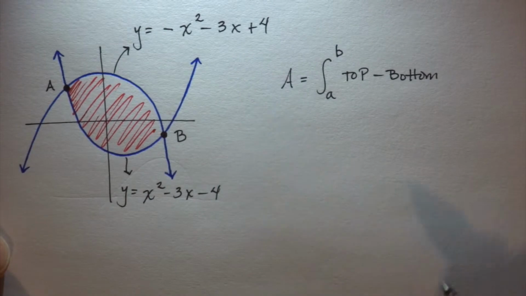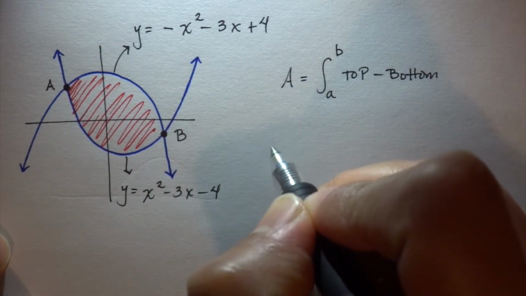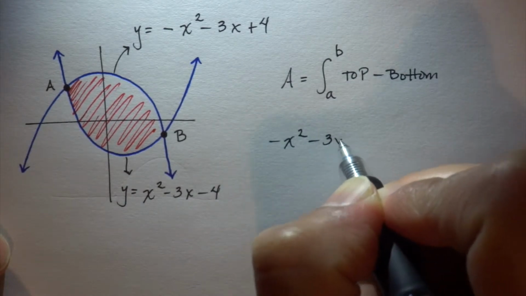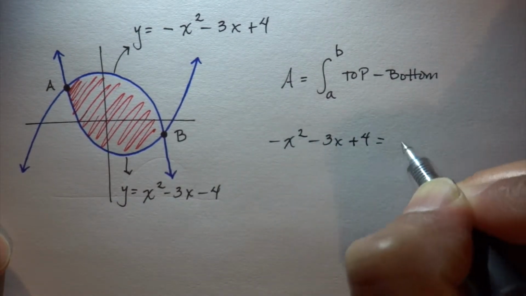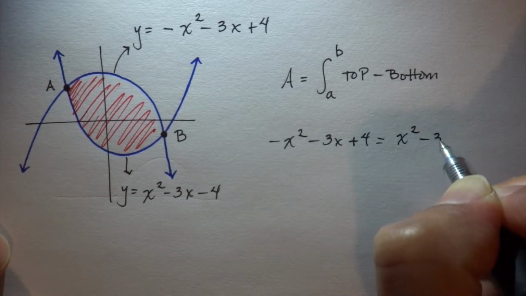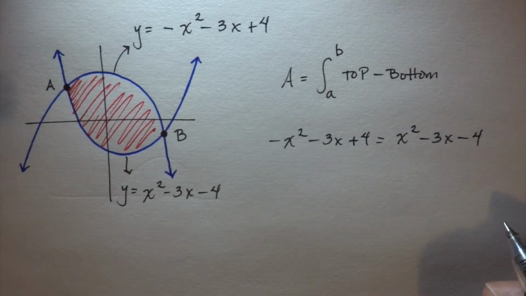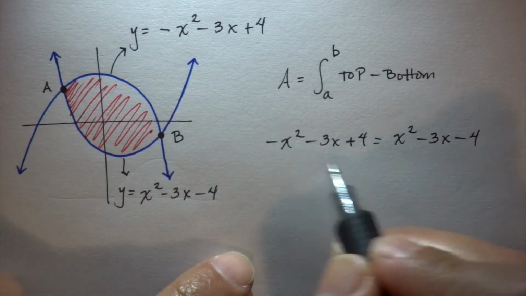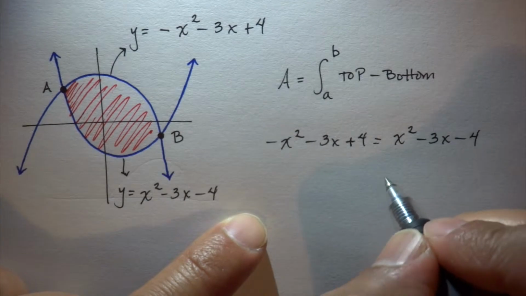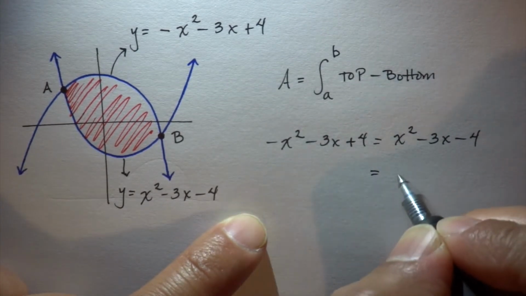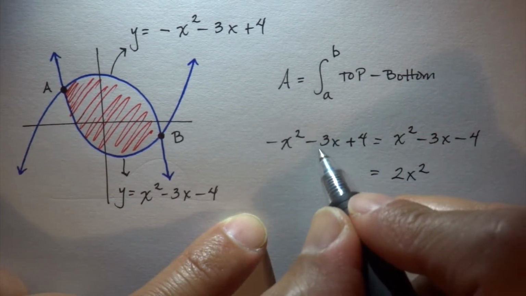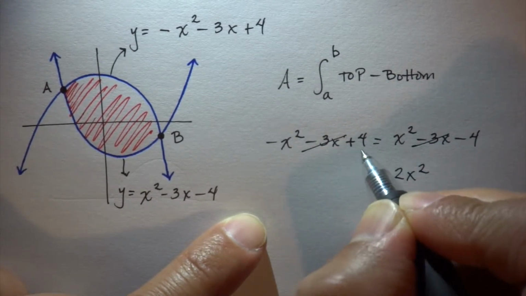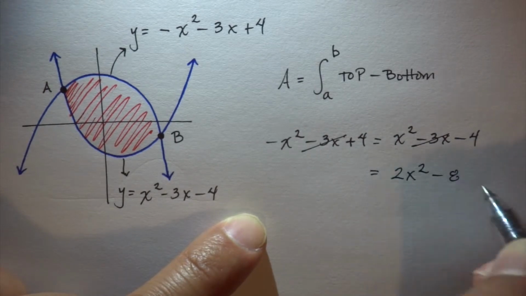We're just going to set these two equal to each other. It doesn't matter how you do it. x squared minus 3x plus 4 is going to equal x squared minus 3x minus 4. All we want to do is bring everything to one side and combine like terms. I'm going to bring everything to the right side just to keep the x squared positive. So this becomes positive 2x squared. Negative 3x plus 3x simplifies out. Minus 4 gives me minus 8.